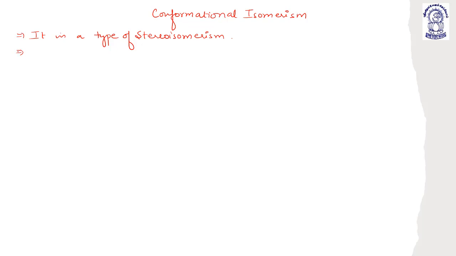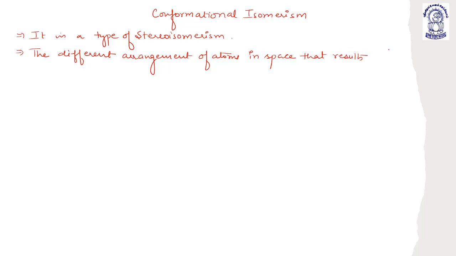In this type of isomerism, the different arrangement of atoms in space, in three dimensions, that results from the free rotation of groups along or about a carbon-carbon single bond, sorry, not double bond, single bond, carbon-carbon single bond, are called conformers.